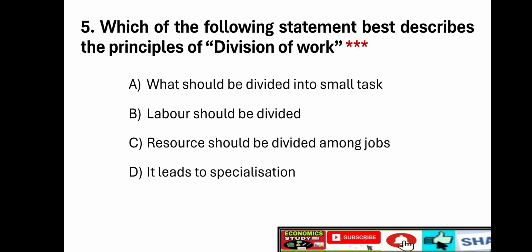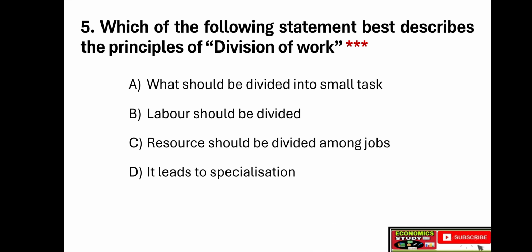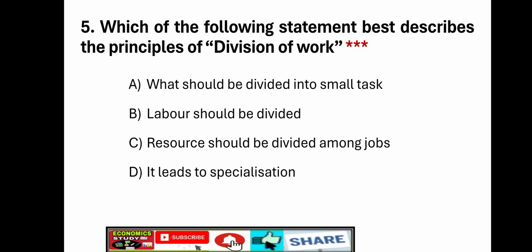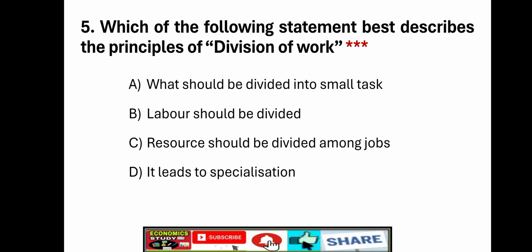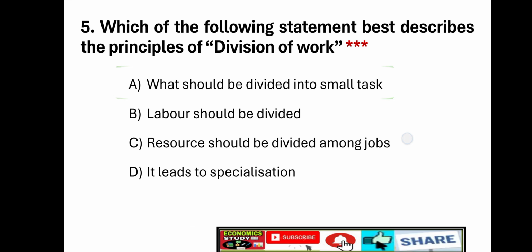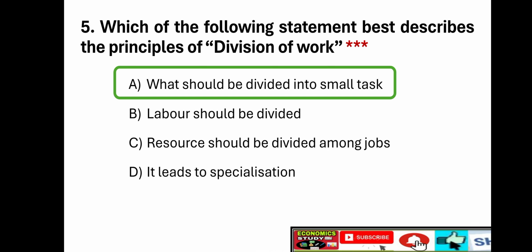Fifth question, which of the following statements best describes the principle of division of work? Option A, work should be divided into small tasks. Option B, labor should be divided. Option C, resources should be divided among jobs. Option D, it leads to specialization. Right answer is option A, work should be divided into small tasks.